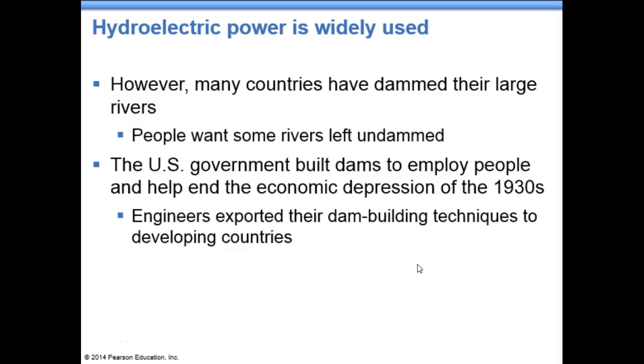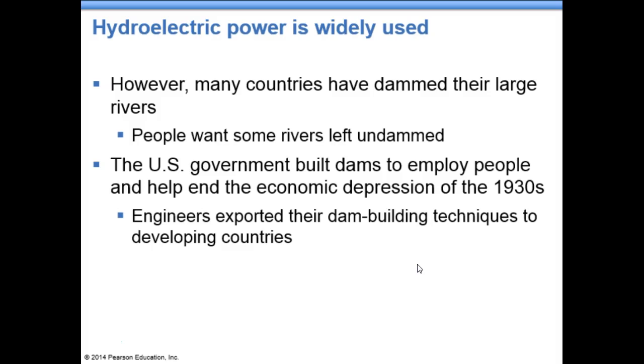There have been other countries, though, that have experienced dam building. Dam building in the United States began in the 1930s when the government constructed dams as public projects, partly to employ people and to help end the economic depression from that time. So U.S. dam construction peaked around 1960. We had about 3,123 dams that had been built in a single year.